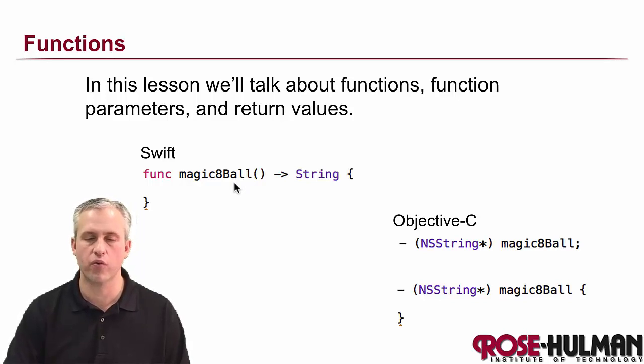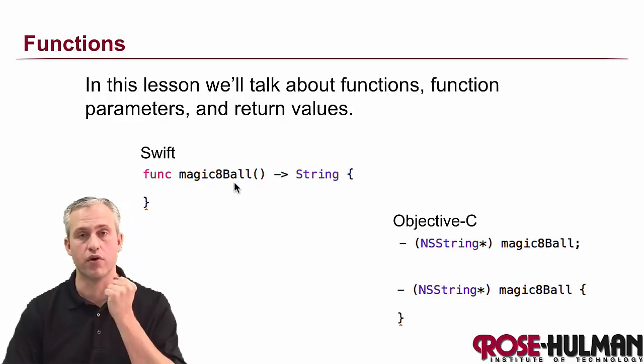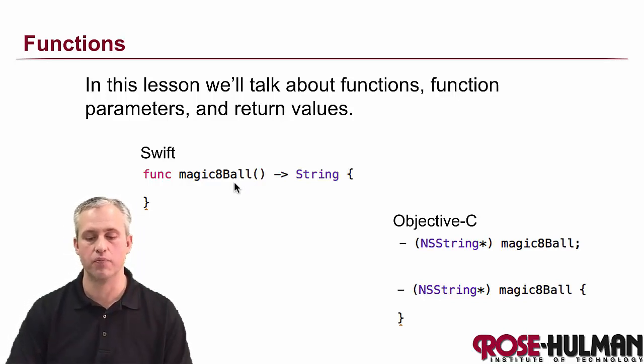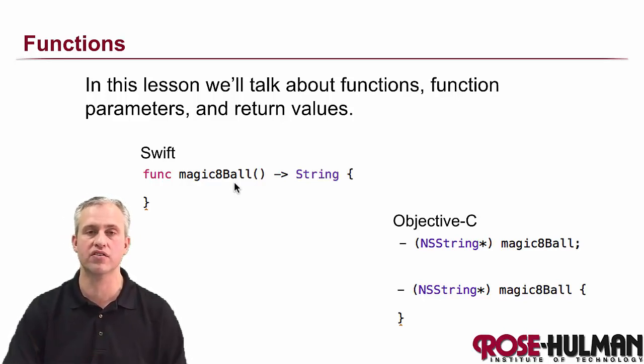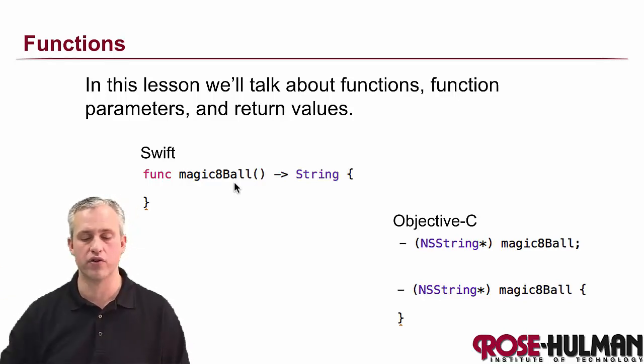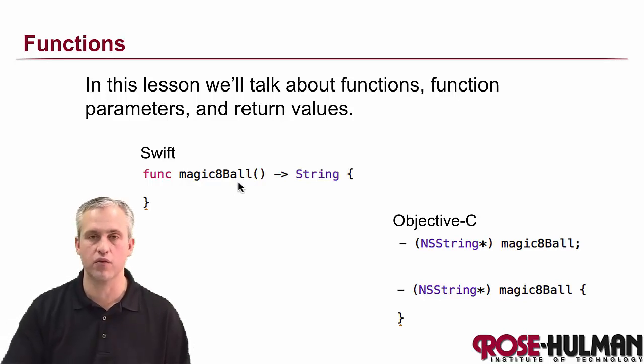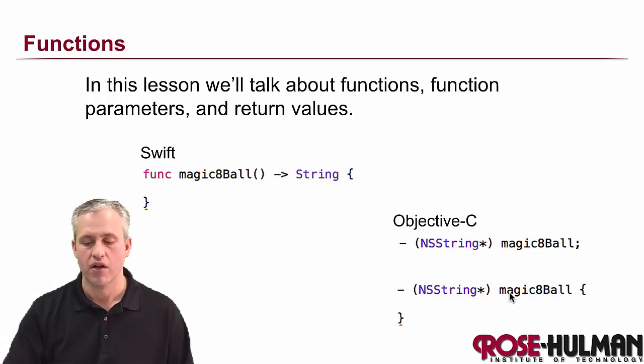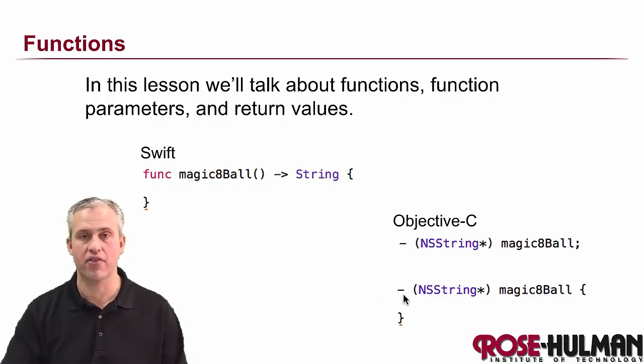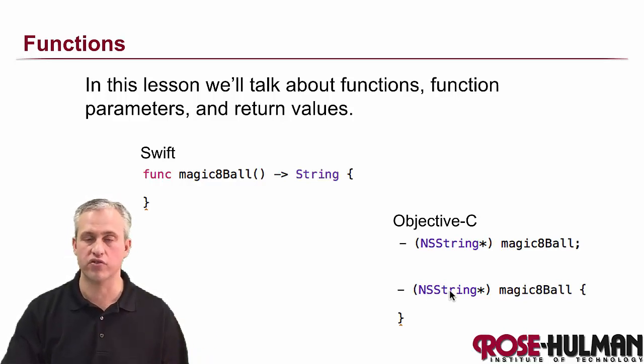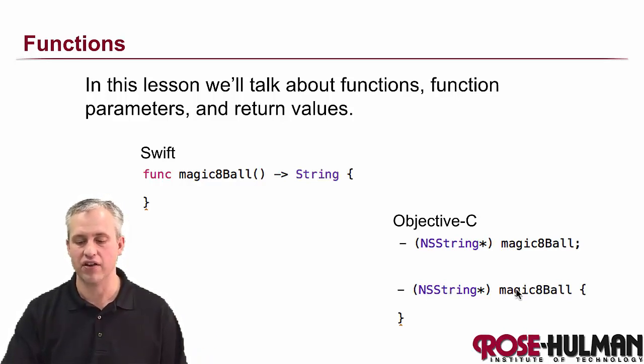So in Swift, the way functions look is you use the keyword func, and then you put the parameters inside the parentheses, and then you put an arrow for the return at the end. Objective-C works very differently, right? So you say whether it's a class method or an instance method with this minus or plus. You put the return value to the left, which is weird, but that's how most programming languages work. And then you say the function name, and we'll talk about parameters later.